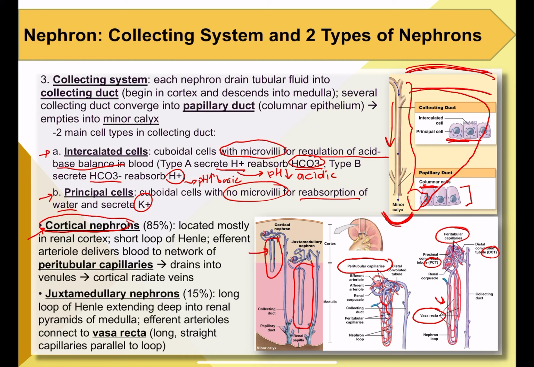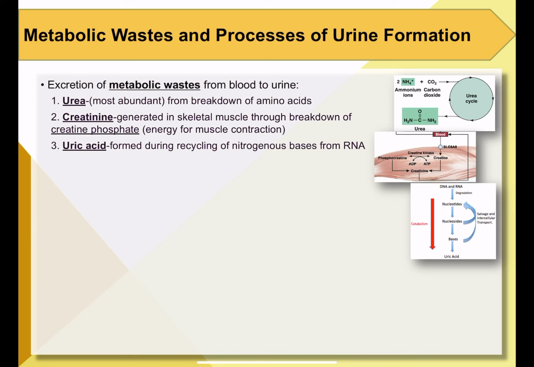You will need to identify these in the models within the lab exercise for the urinary system, as with all the other parts I've been talking about. So what type of metabolic wastes are generated by the body that need to be excreted into the urine? Okay, we have your urea, which is most abundant, from breakdown of amino acids. If you remember, the urea cycle is turning ammonium ions into urea. The kidney also expels your ammonium ions on its own as well.